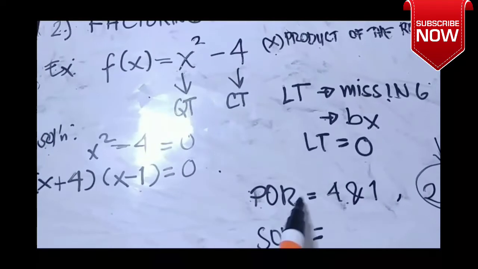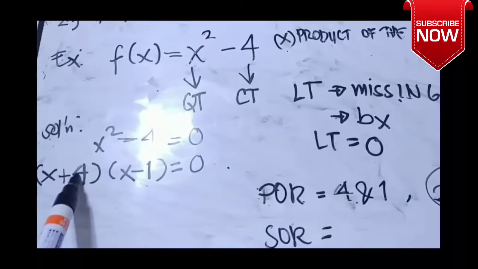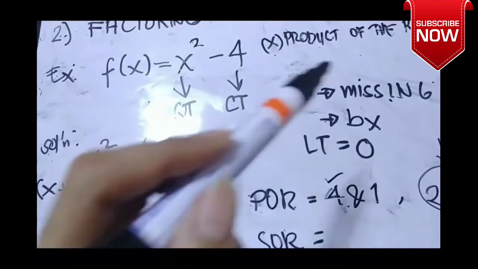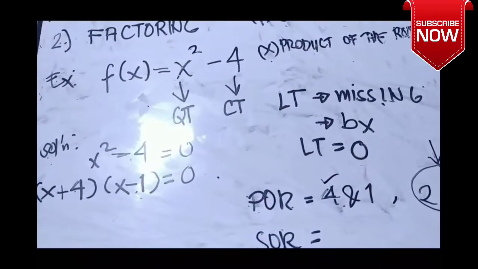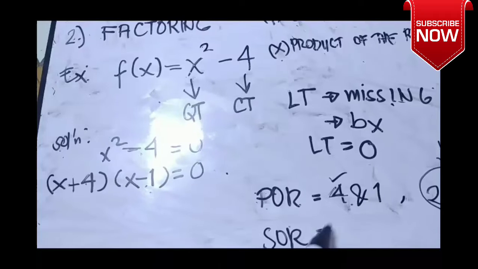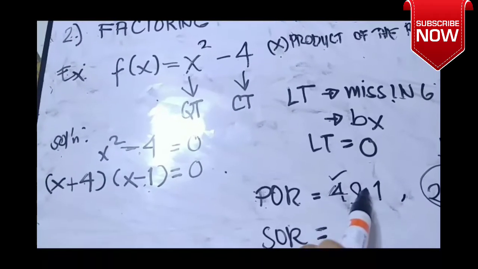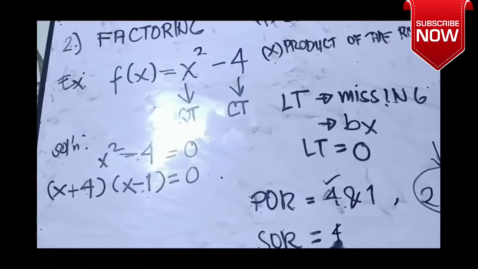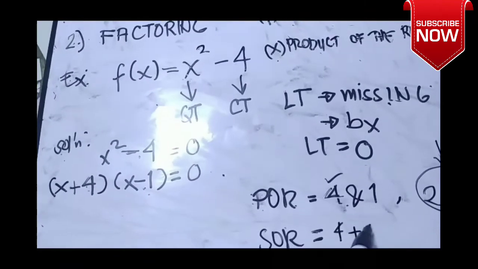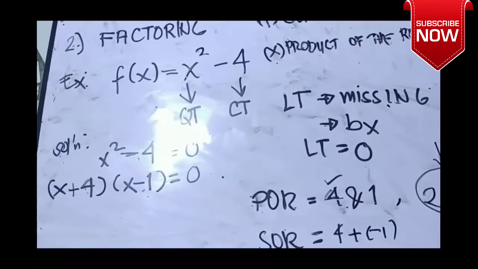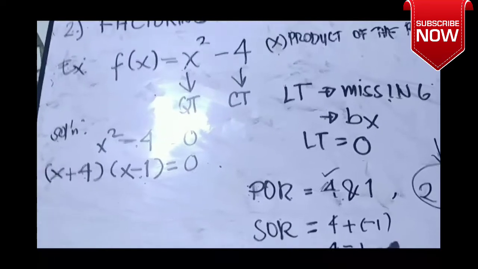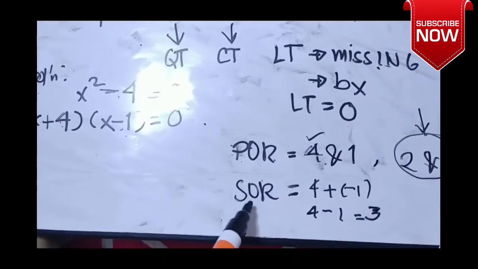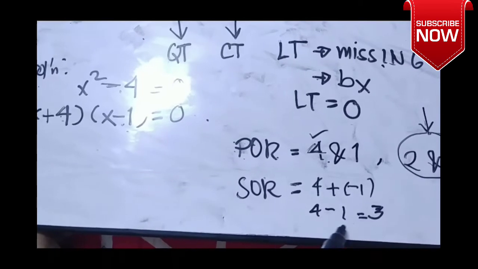Product of the roots. Pag minultiply ko ang 4 and 1, negative 1, ang sagot ba ay negative 4? Yes, check. Sa sum of the roots naman, pag i-add natin yung dalawa, 4 and negative 1, that's 4 plus negative 1, or simply 4 minus 1, that is equal to 3. Meaning to say, according to our solution, the sum of the roots is equal to 3.